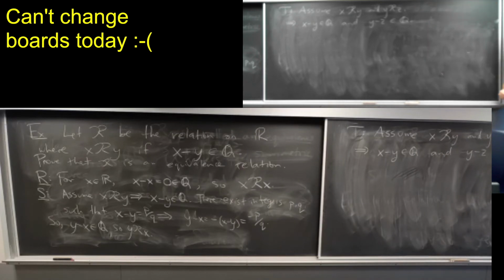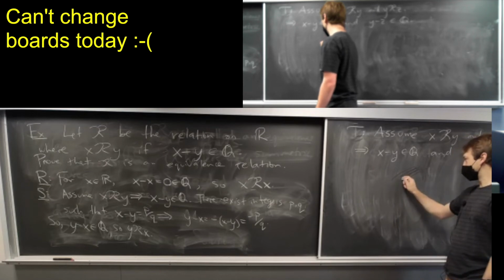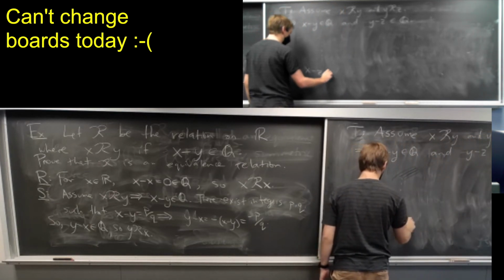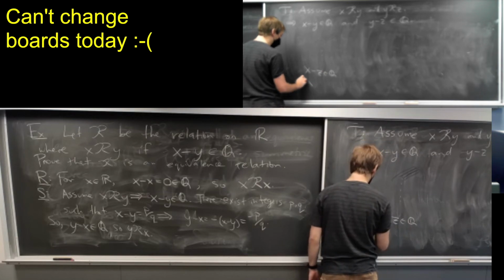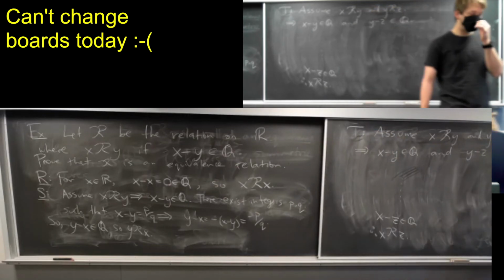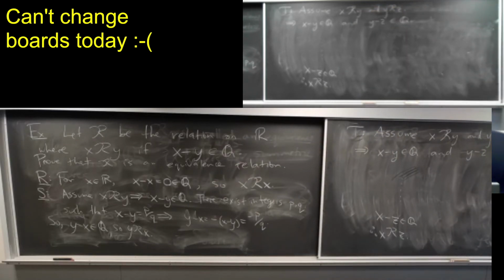But how the heck am I going to get that? So what I want in the end is, there's going to be some steps here, but I want to prove that x minus z is rational. And then I want to say, okay, therefore, x is related to z. Can anyone see how I'm going to get there? How the heck am I going to get that x minus z is rational? There's a bit of a trick here, basically.